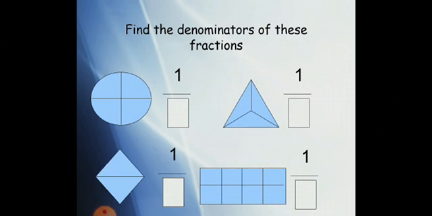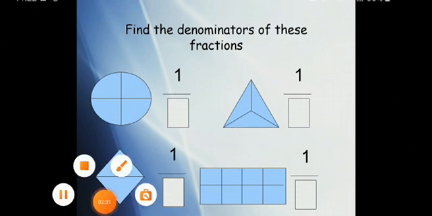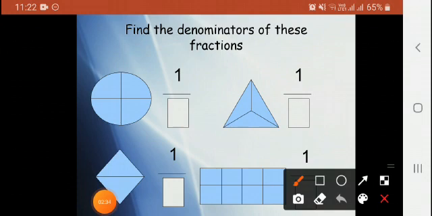Now in the next picture, you can see different objects which are divided into equal parts, and you have to tell the denominators of these fractions. So let us start with the first picture. The circle is divided into 4 equal parts. So what is the denominator? 4. In the next picture, a triangle is divided into 3 equal parts. So here the triangle has the denominator 3.